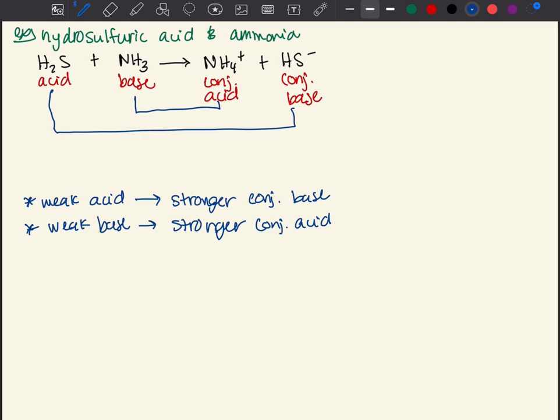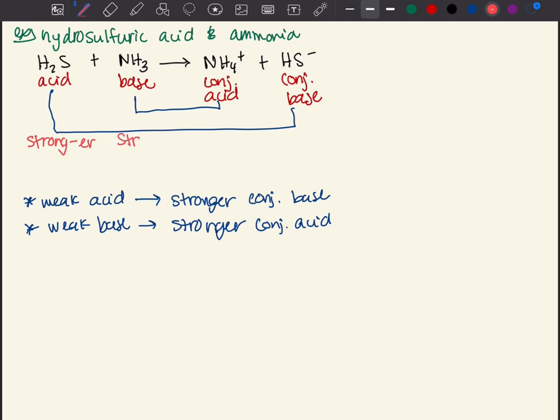Now, when we talk about something being strong or weak, in this case, we're not saying that a weak acid is going to yield a strong conjugate base. It just means it's going to be stronger. And so you can look at your Ka and Kb values, and when you do that, you will see that hydrosulfuric acid is a stronger acid.